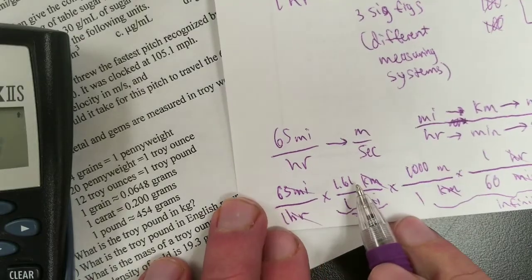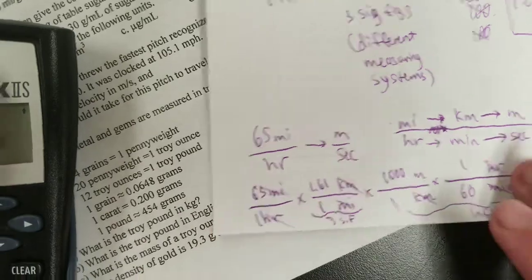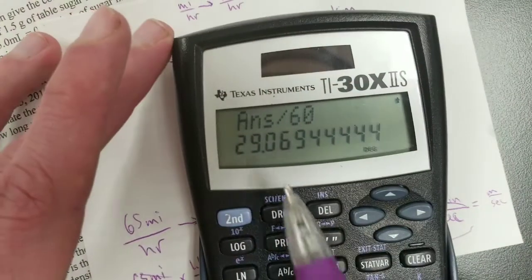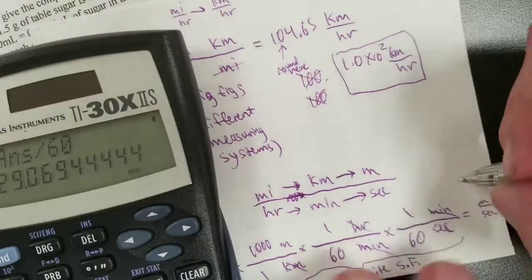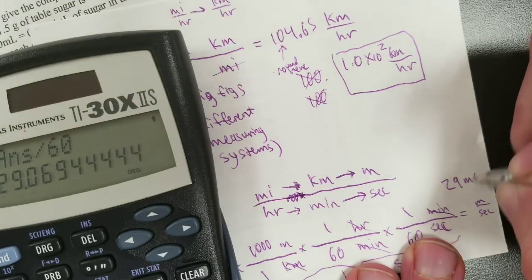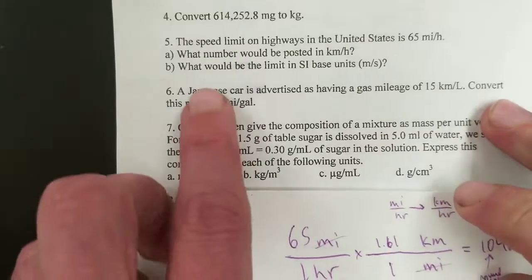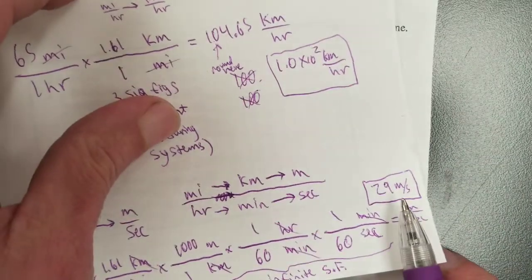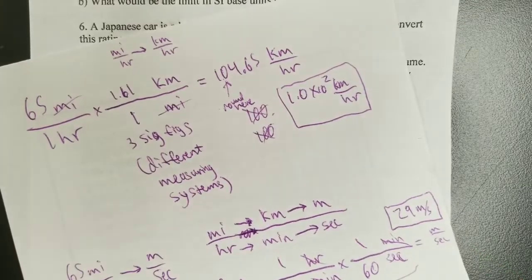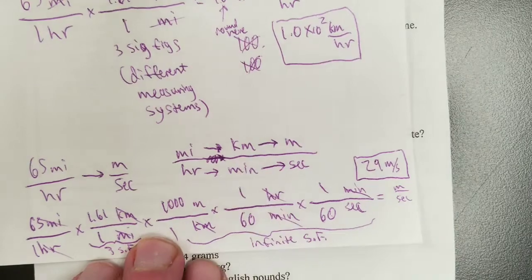And this is only 2 sig figs, so we have to round to 2 significant figures. You take this number and round it to 2 sig figs, leaving it at 29. So it'll be 29 meters per second. That would be the final answer, the limit in SI base units of meters per second. All right, so that's how you handle those sorts of things when you're converting 2 units instead of just 1.